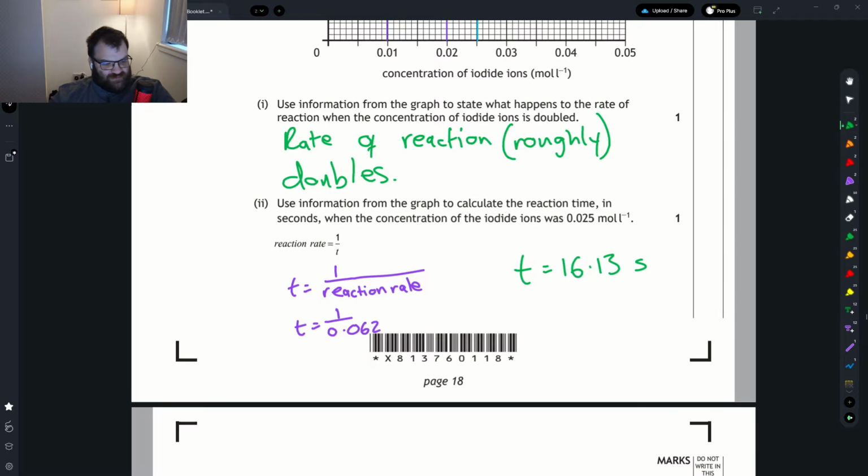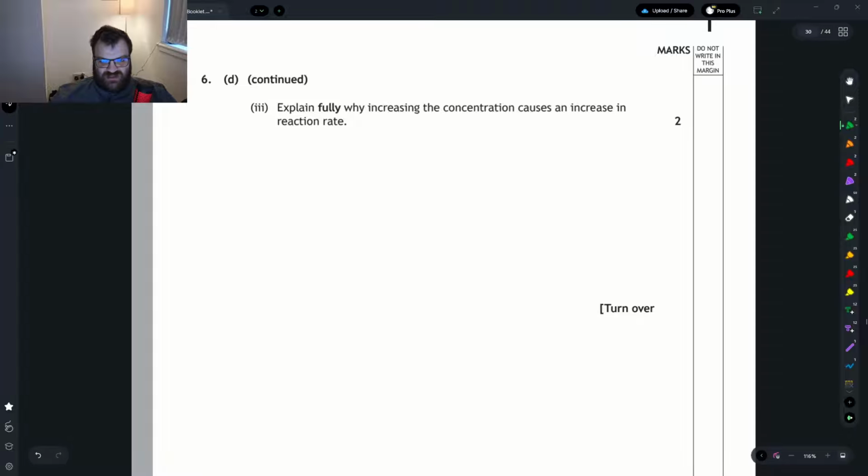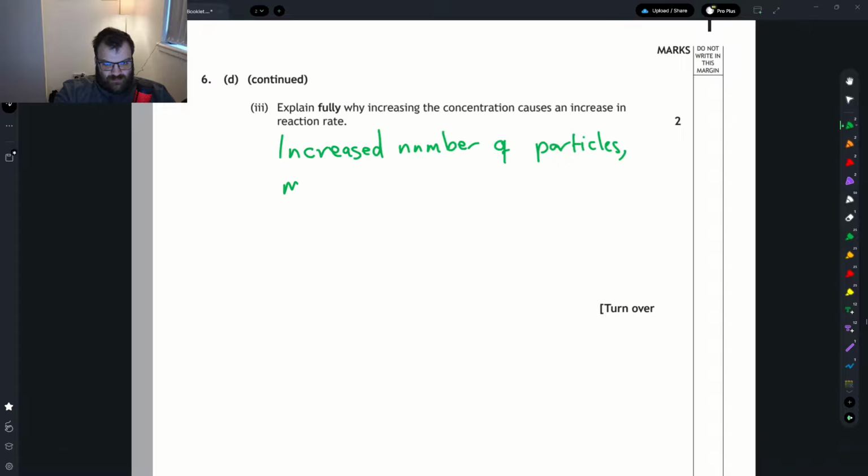16.13, however you round it to pick up your mark. Why is increasing the concentration causing an increase in the reaction rate? First thing it does is it increases the number of particles. You get more particles in the same area, you're going to have more collisions. And that's giving us an increased chance of successful collisions.